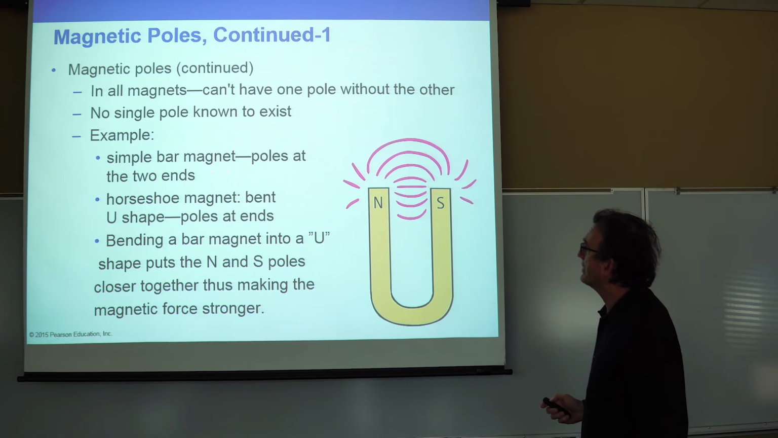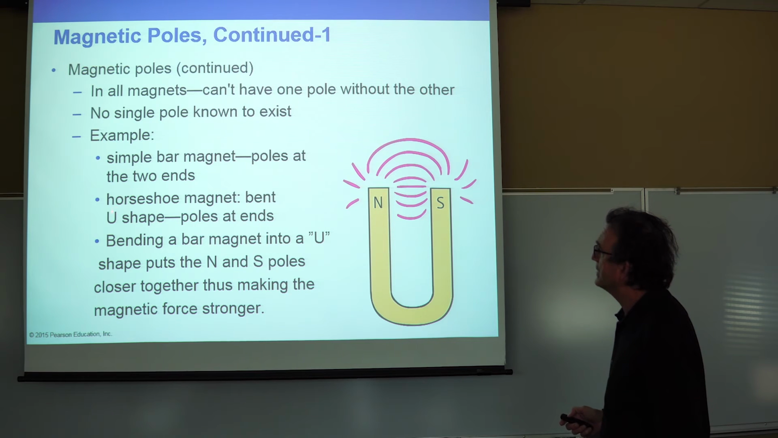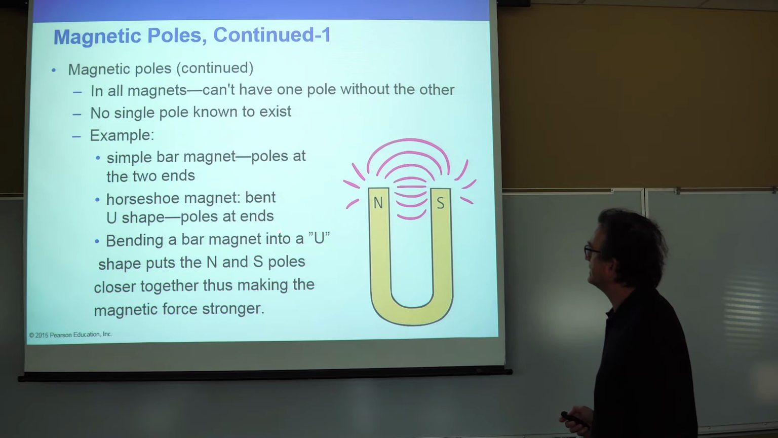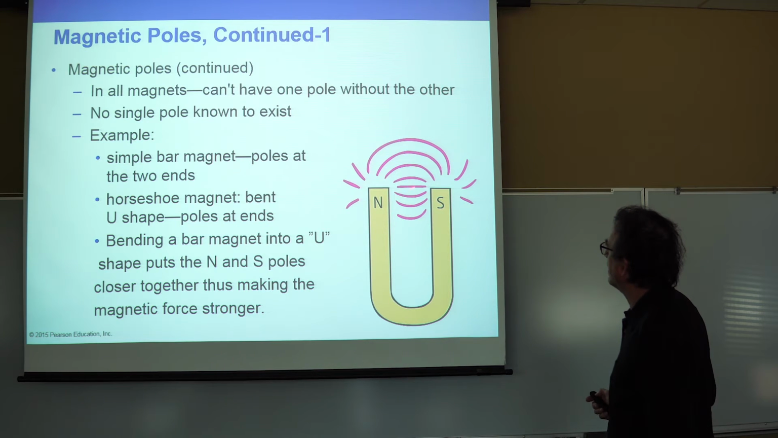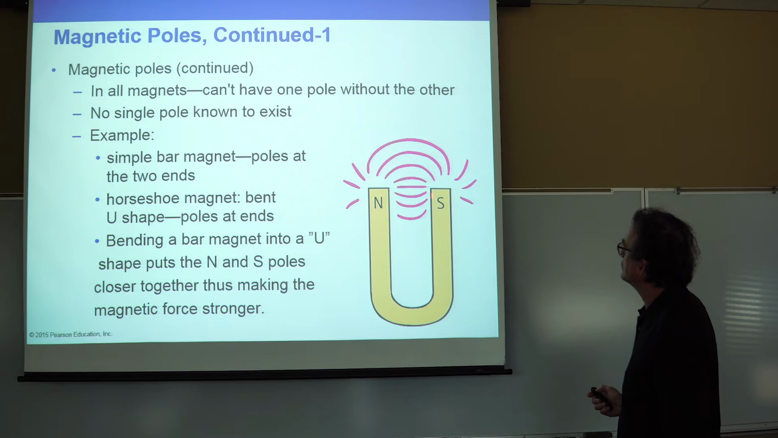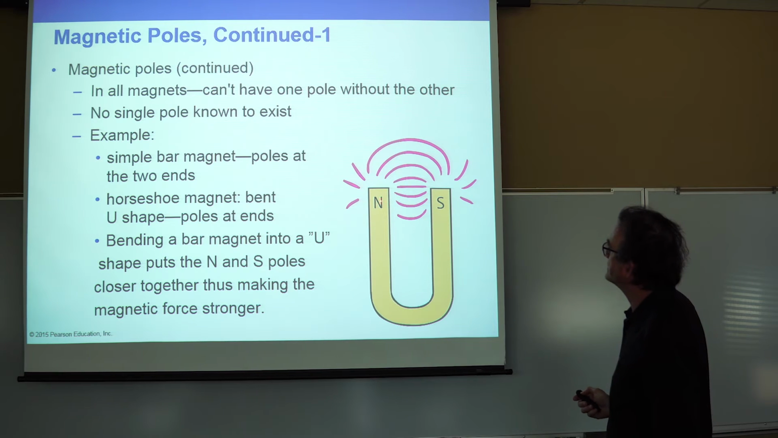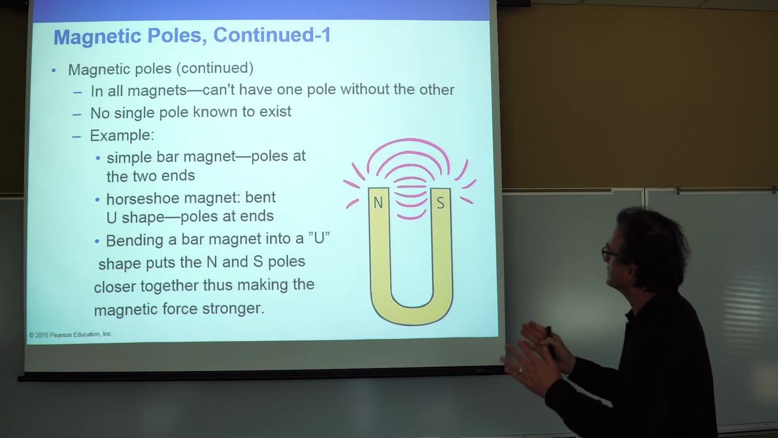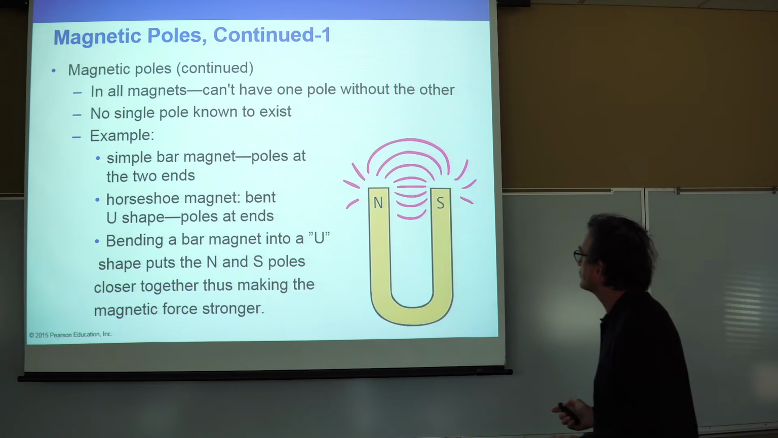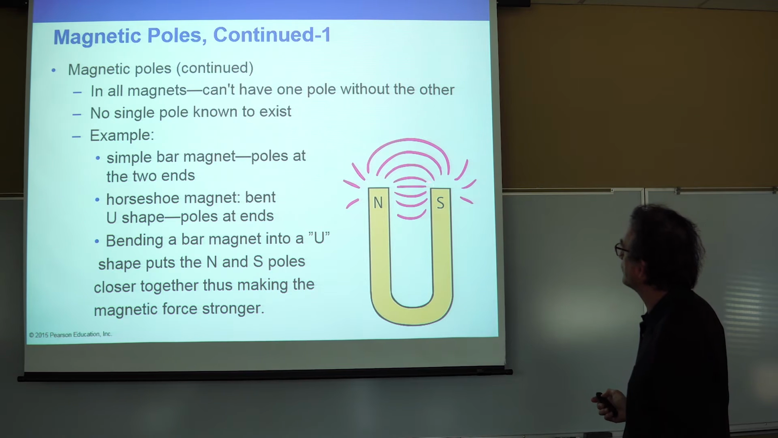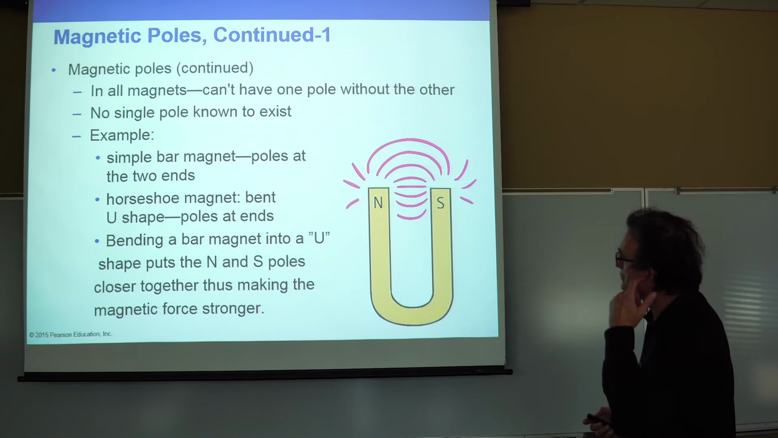A simple bar magnet has poles at the two ends. The horseshoe magnet, bent in a U shape, has poles at the ends. And the reason we sometimes bend the bar magnet into a U shape is to place the north pole closer to the south pole, and this makes the strength of the magnetic field stronger between the two. The closer the north and south pole come to each other, the stronger is the magnetism or the magnetic force experienced by a moving charged particle, which we'll talk about later.